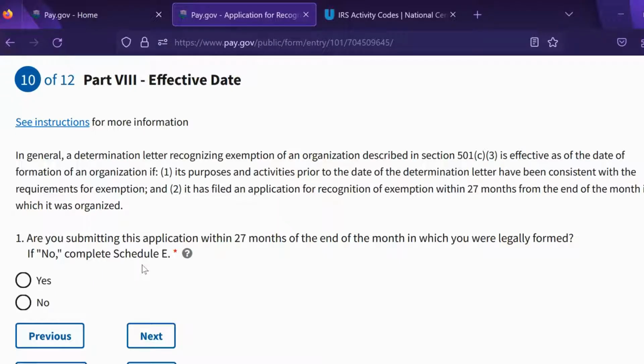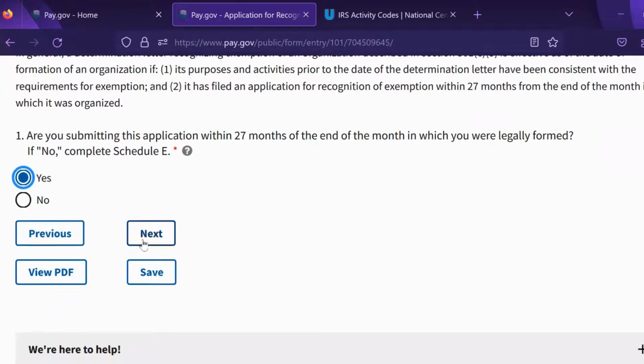Are you submitting this application within 27 months of the end of the month in which you were legally formed? If no, complete Schedule E. We are. So Jane is going to select yes. We are going to the next page.